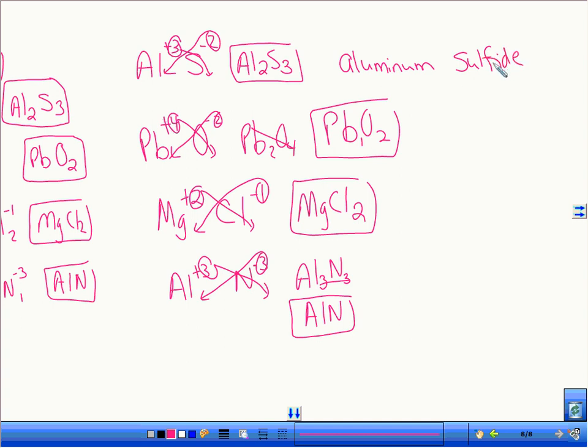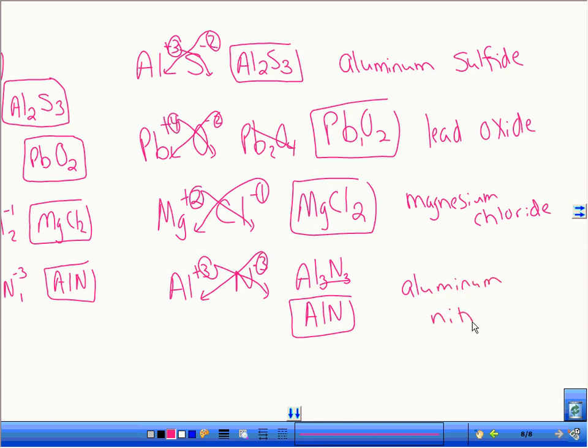That's an F, sorry. This would become lead oxide. Notice, I'm just taking the first syllable and then adding IDE to it. This would become magnesium chloride. And this would become aluminum nitride. Whoops, almost misspelled it. IDE, all of these are IDEs.